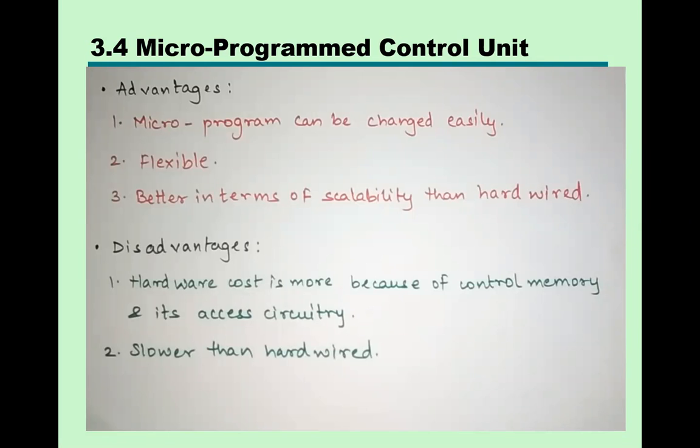The second thing that we have seen in the microprogram is the memory required, right? We have discussed that in a microprogram, micro instructions are stored in a control memory. Obviously, to access that control memory, circuitry is required. And because of that, the cost increases. Right. So the disadvantage is hardware cost is more because of the control memory and its access circuitry. Right.